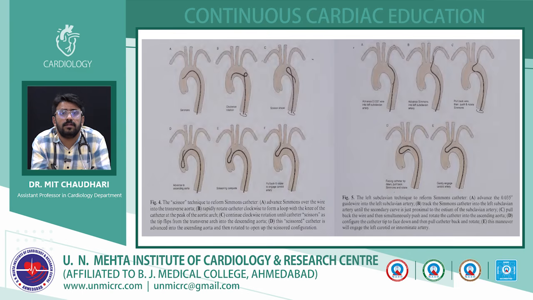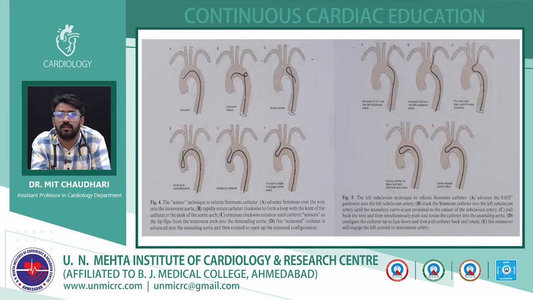So these are certain techniques of forming the JR catheter. We know how to engage directly, but for the Simmons catheter, these are the various techniques for how to engage the carotid arteries and how to form the curve of the catheter in the ascending aorta. The first technique is the scissoring technique, where we make a loop, and then when we do a clockwise rotation, it will form the catheter in the ascending aorta in such a shape that it can engage the common carotid artery. The other technique is also about the same.